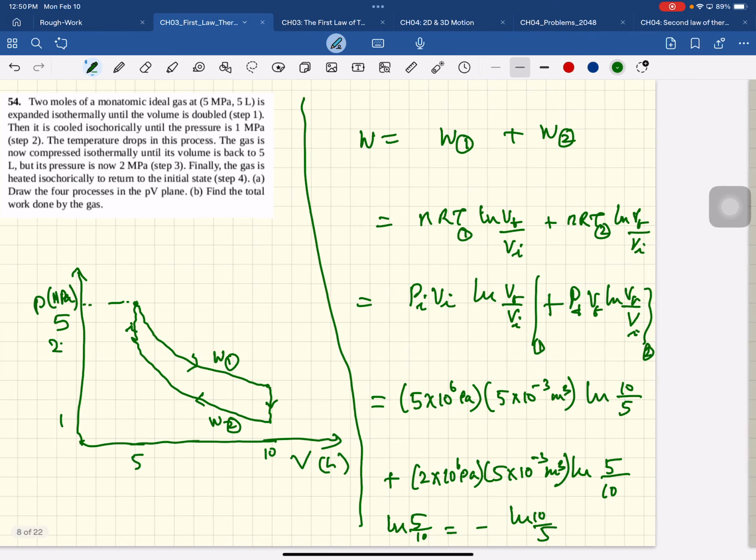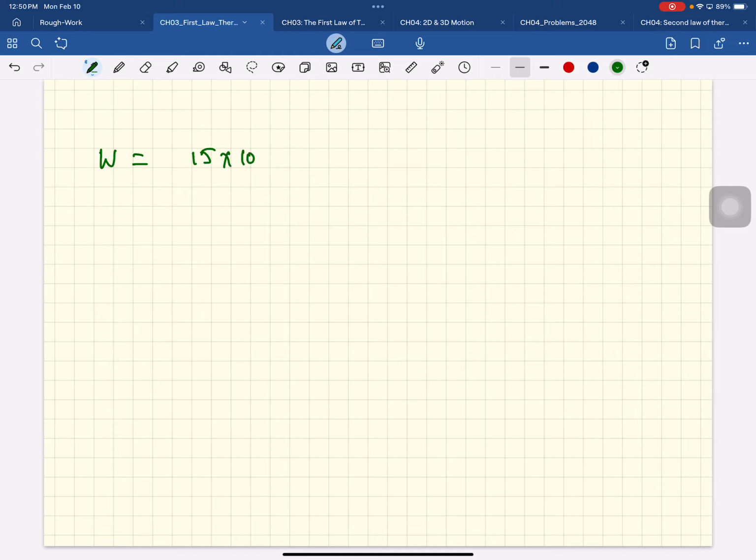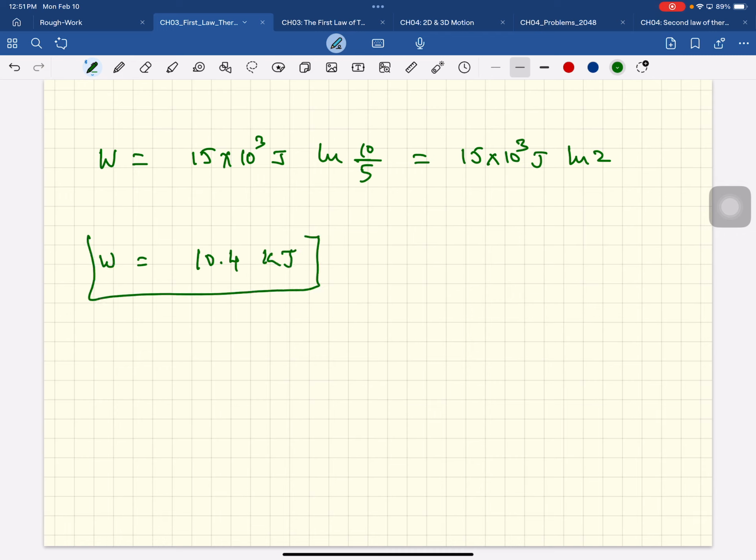So what did we just say? The work done is 15 times 10 to the power 3 joules log 10 over 5. So the work done is 10 to the power 4 kilojoules.